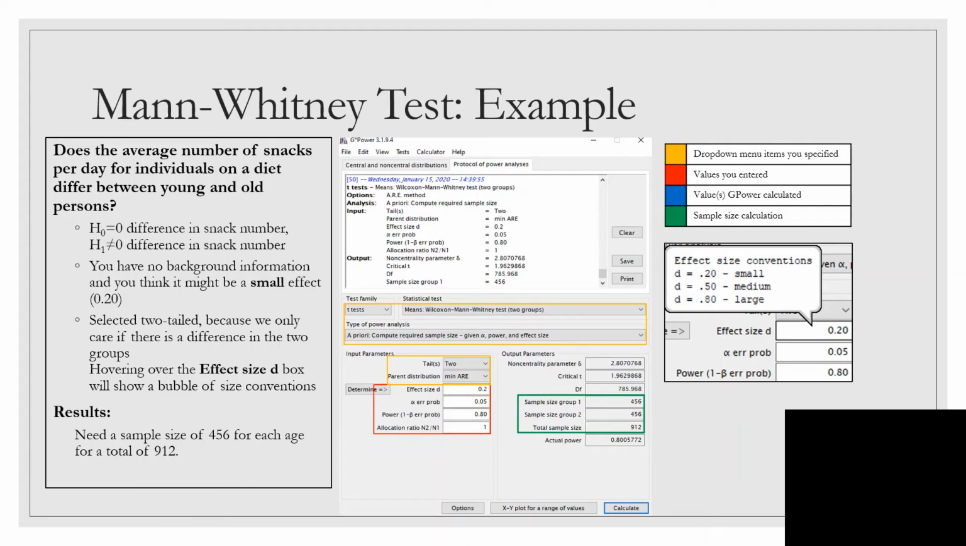And for most G-Power tests, if you hover over the effect size box, it'll pop up this box here that'll give you effect size convention. So I guess a small effect, so the number is going to be 0.20. Just like two-tail, because I only care if there's a difference. Doesn't matter if old persons have higher number of snacks or young persons have higher number of snacks, just a difference. So with that, it'll spit out a total sample size of 912, and since they were equal groups, 456 per group. Old persons, young persons.